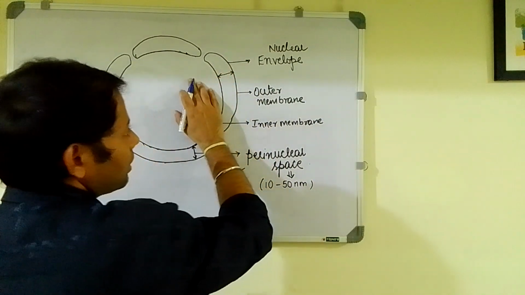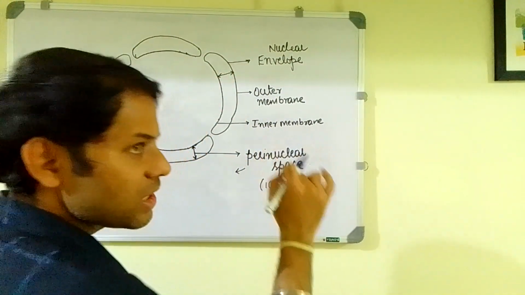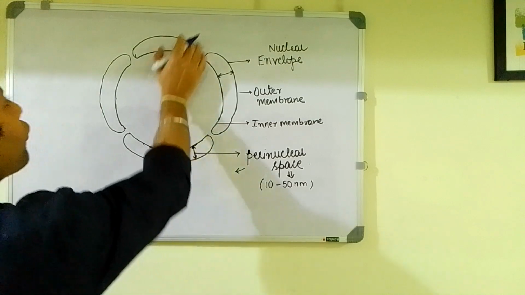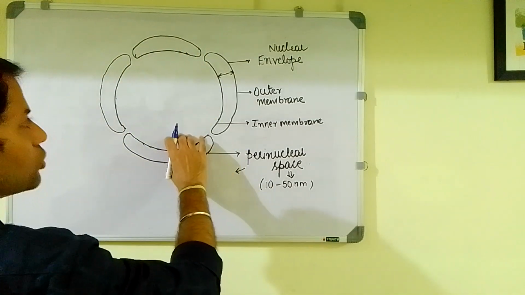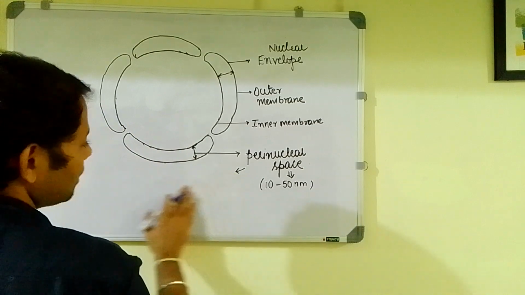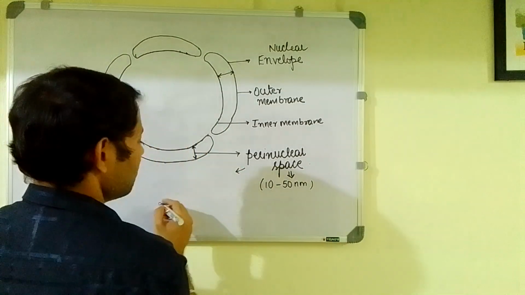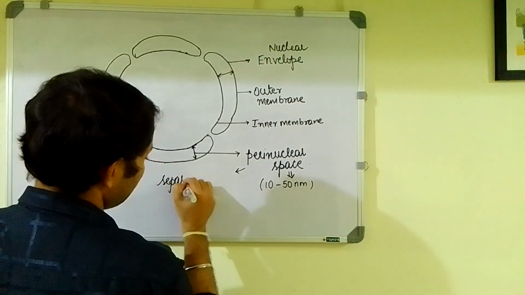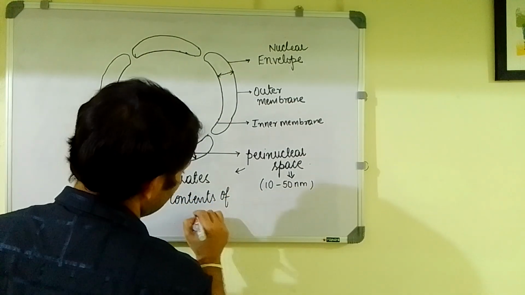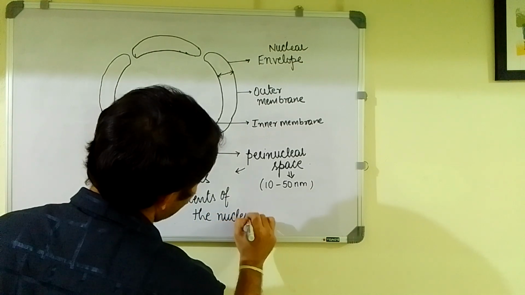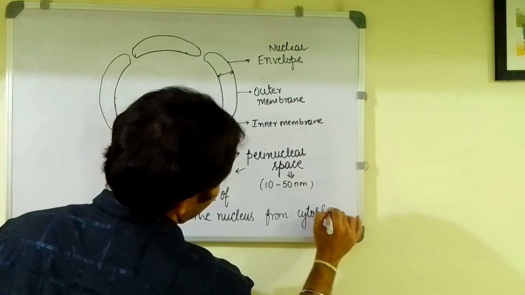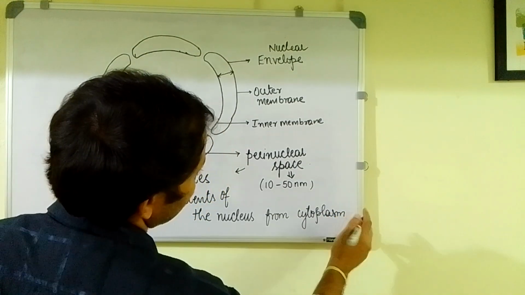Now, this nuclear envelope, and especially the perinuclear space of this nuclear envelope, is going to separate the contents of the nucleus from the contents of the cytoplasm. So this perinuclear space is acting as a boundary separating the contents of the nucleus from the contents of the surrounding cytoplasm. I am making a statement here: perinuclear space separates the contents of the nucleus from the cytoplasmic contents.